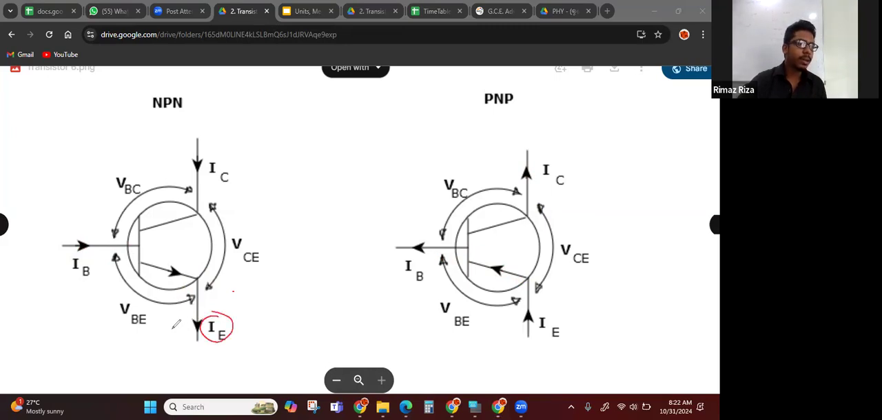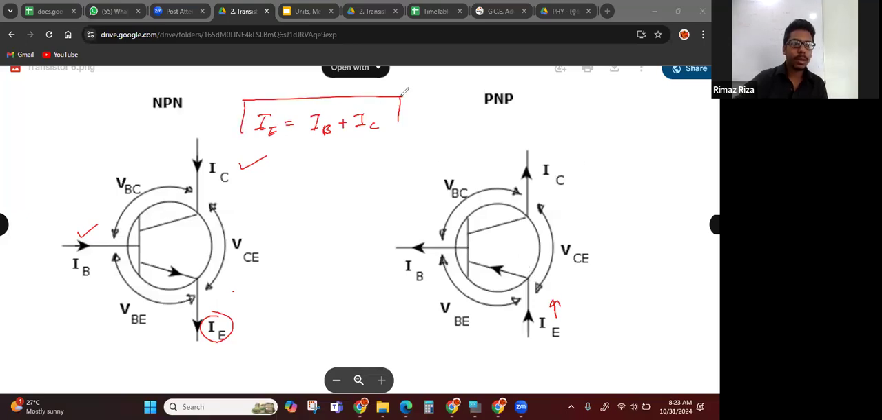So once you mark IE, then you can straight away mark IC and IB, because both these two should come in so that IE equals IB plus IC. Here the same: if the current here is P to N, IE will be in this direction. Therefore, IB and IC also will be in this direction, because total current coming in should equal total current going out. So IE is equal to IB plus IC.